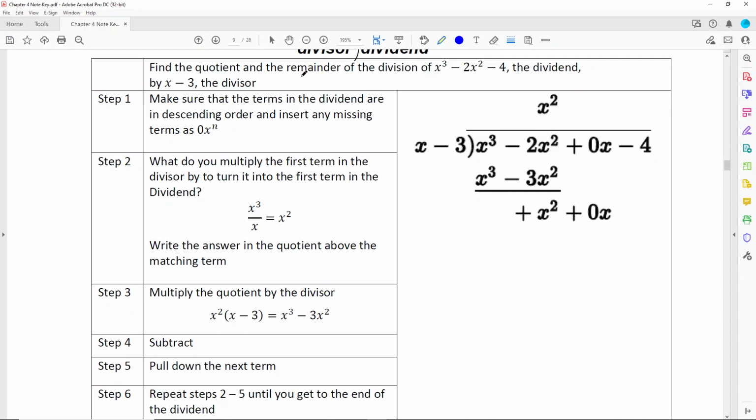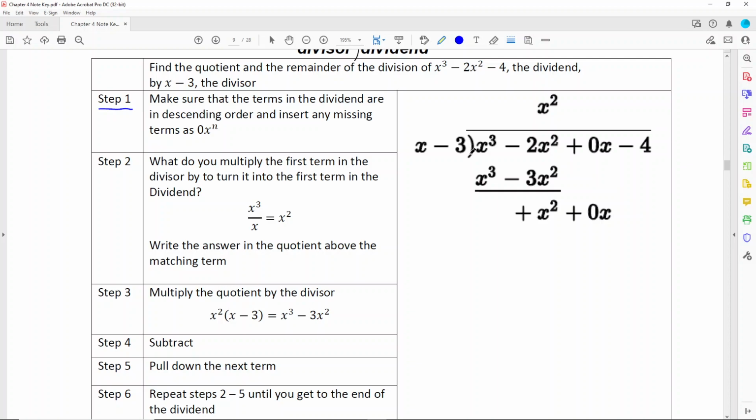Find the quotient and the remainder of the division of x cubed minus 2x squared minus 4, the dividend, by x minus 3, the divisor. Step number 1 is to set up your division question. So we are going to set it up so that x cubed minus 2x squared minus 4 is getting divided by x minus 3.